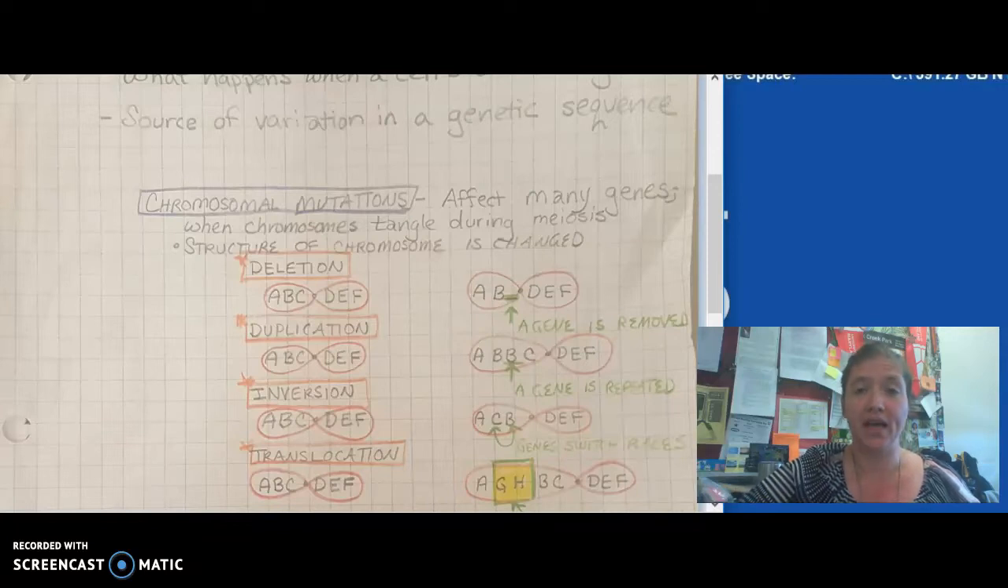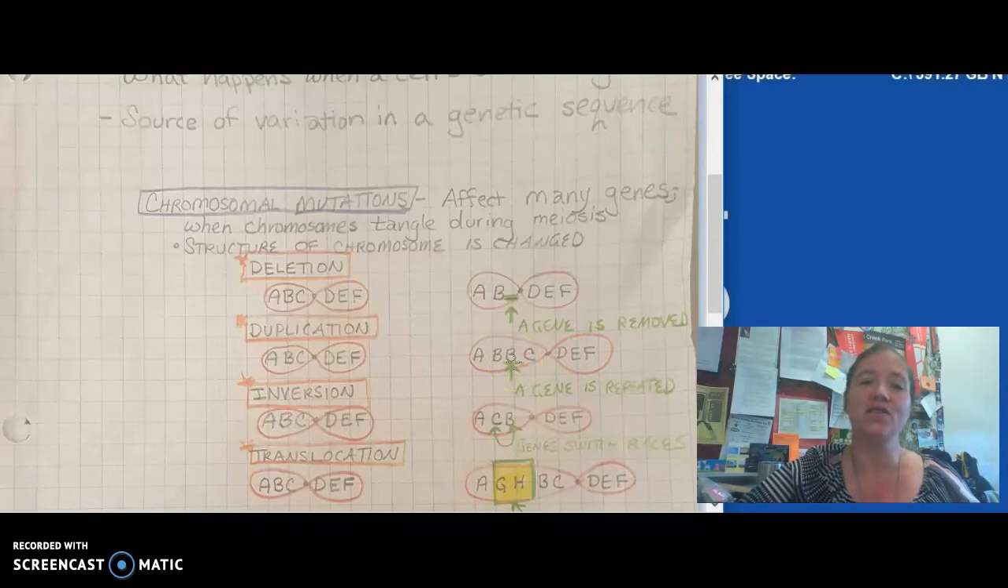We can have duplication. If during DNA replication the DNA gets broken and they make more than one copy of a gene, so if we look right down here, using the letters as our shorthand for the genes, we've added an extra B gene, and that's a duplication.